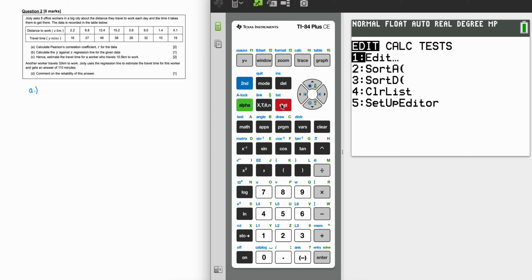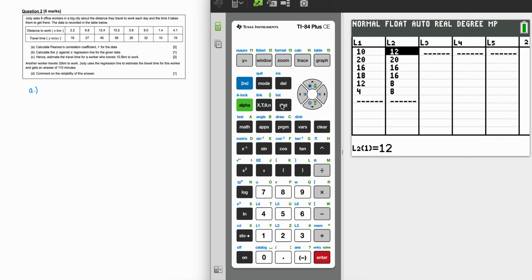So then we can go into statistics, we can go into edit, and we're going to type in the data that we've been given. Okay, so this one is some old data, so we just need to go over this. So we have 2.2, we have 6.8, so I'm just typing in the X category to the first one and just making sure all of my data is input. There we go. So I'm going to do the same for the Y column. So X is always L1 and Y is always L2.